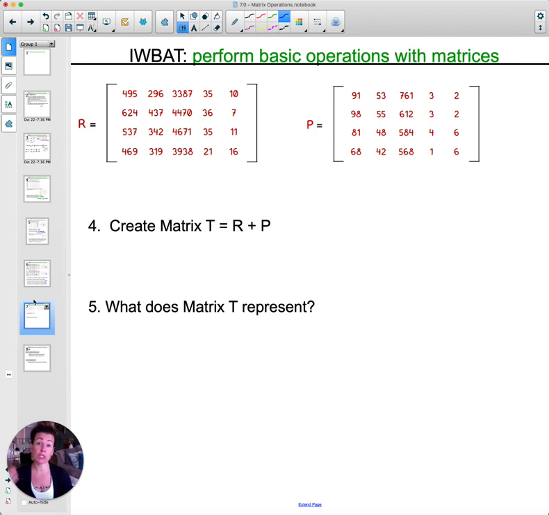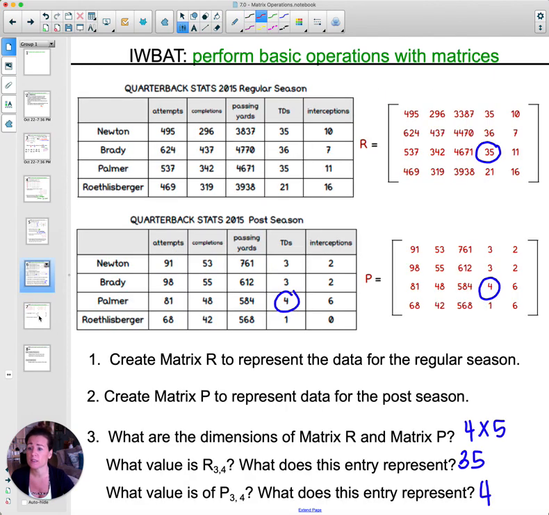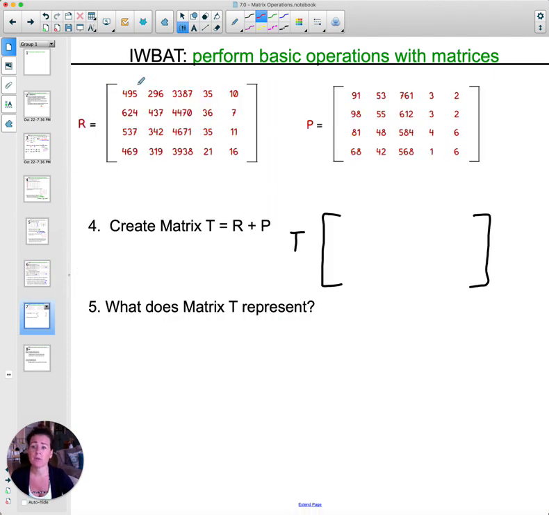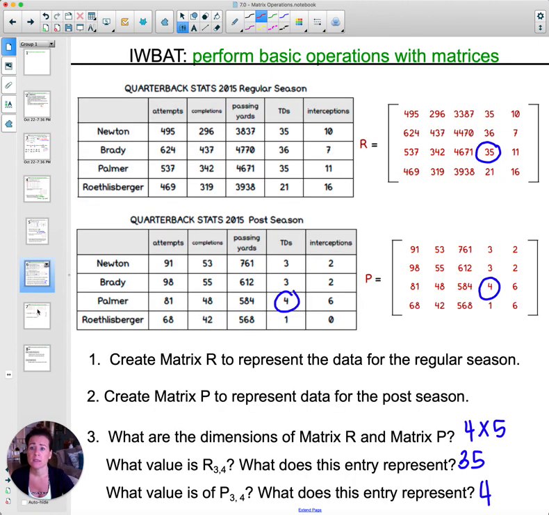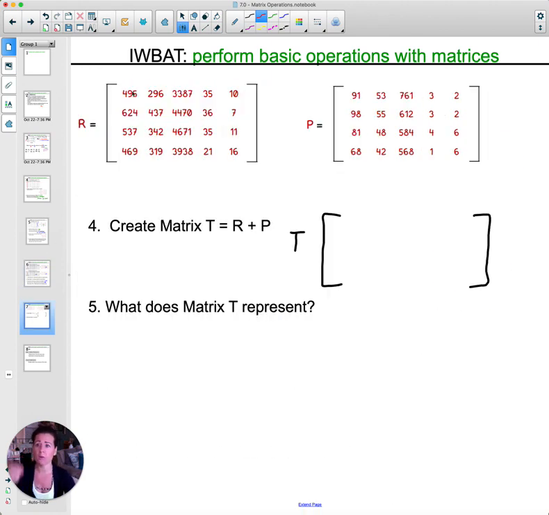So then if we took a look at now actually operating with these, so we've got the regular season matrix and we've got the postseason matrix. So what if we did a new matrix called T, and this matrix represented R plus P? Okay, so in order to do this, remember that this represented, who was the first one? Newton. Okay, so Cam Newton, and his attempts. So how many times did he throw the ball in the regular season? So Cam Newton threw 495 times in the regular season and 91 times in the postseason.